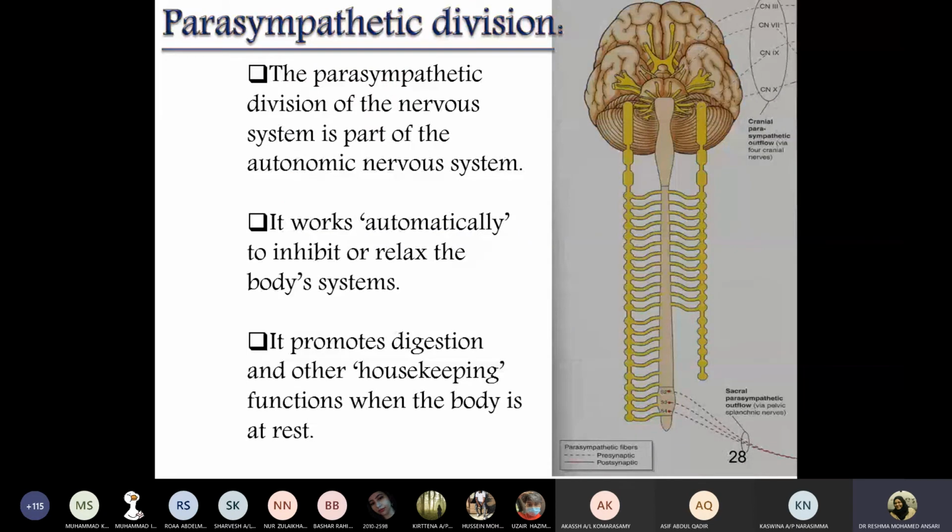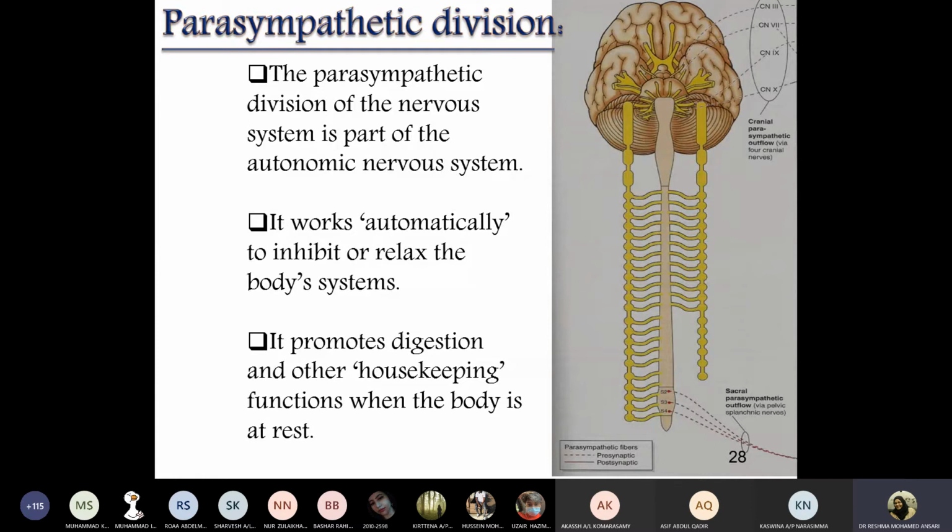The last part of this lecture is about the parasympathetic division. It's also a part of the autonomic nervous system. It works automatically, the same way, to inhibit or relax the body systems. Here it doesn't mean inhibit as such. If the person is having an increased heart rate, you're bringing it down. They say, hey, if you're always having anxiety, go do meditation. What does meditation do? It helps us to regulate the parasympathetic nervous system through the vagus nerve and automatically reduces the heart rate. So when we want to bring our body back to homeostasis, we have the parasympathetic nervous system action.